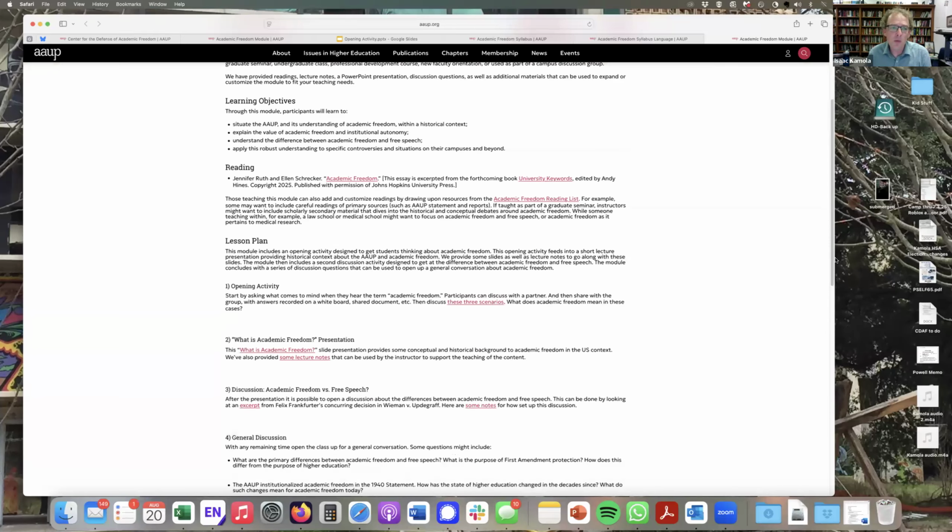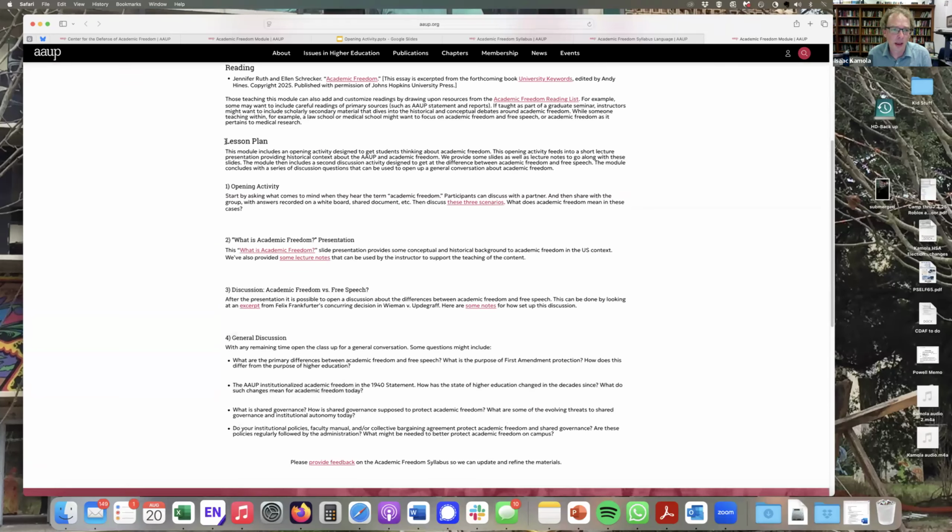But not only that, we then offer a lesson plan that lays it out. You could grab it off the shelf and teach it as is, or you can modify it to meet your own needs. The first one is an opening activity, which we'll do in just a second when we're done with this overview. It is designed to get people thinking about what academic freedom is and the various dilemmas the faculty and academic workers run up against.